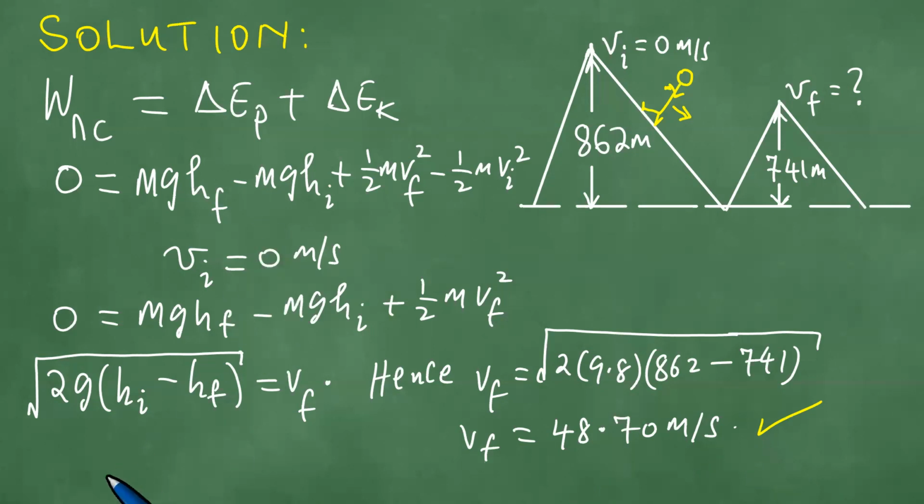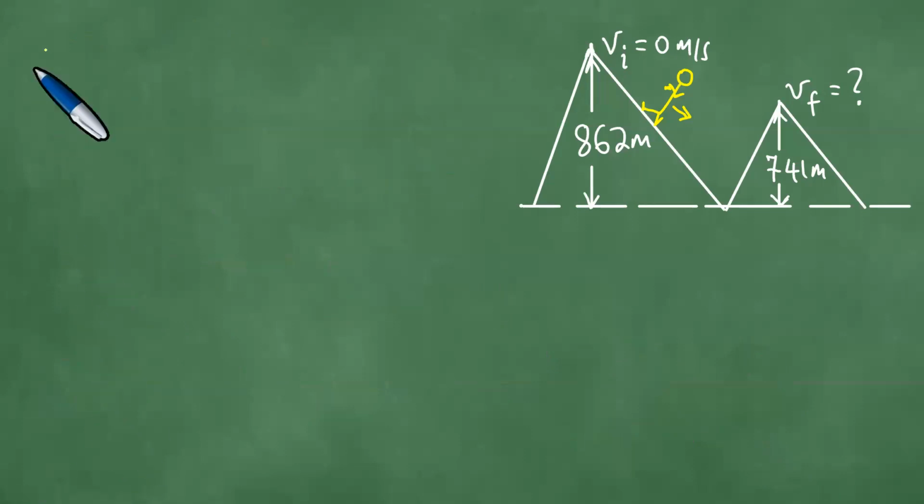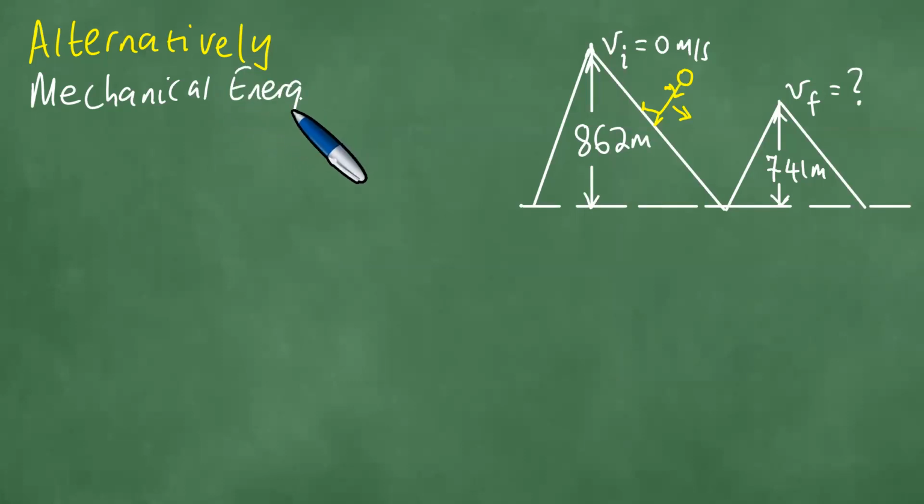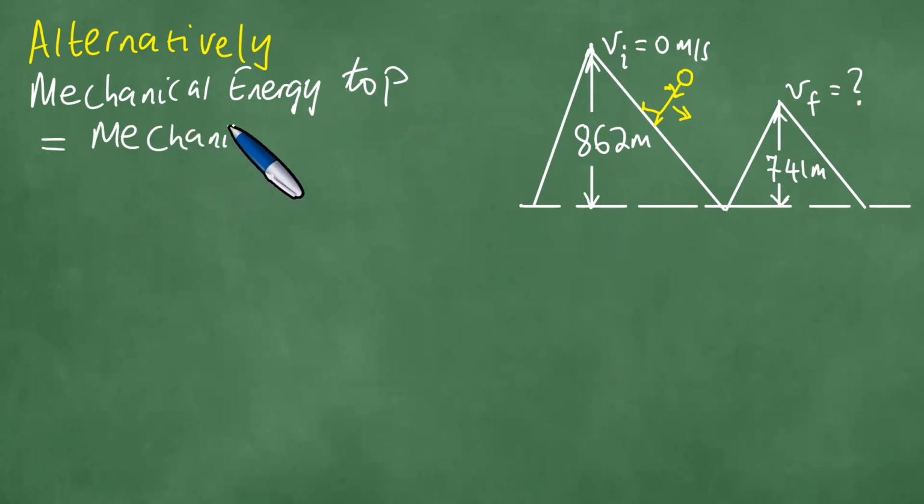There is also an alternative way to look at the question. In other words, another student can look at this question differently and say, what do we have? We have mechanical energy. Mechanical energy at the top must equal mechanical energy at the bottom.